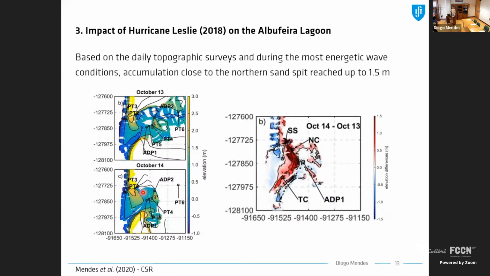This is the difference map. I'm plotting the differences between the topographic survey taken on the 14th compared to the topographic survey taken on the 13th. Warm colors, in red, show sediment accumulation, and in blue, you see sediment erosion. All across this area, from one day to the other, the bottom increased up to 1.5 meters in height.